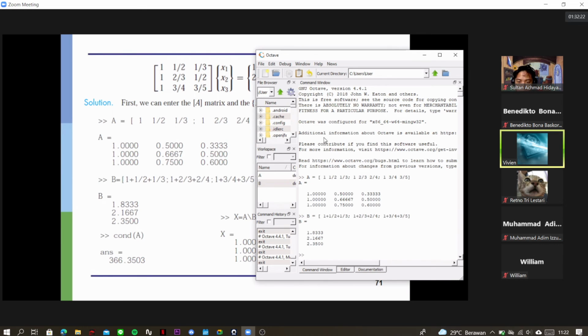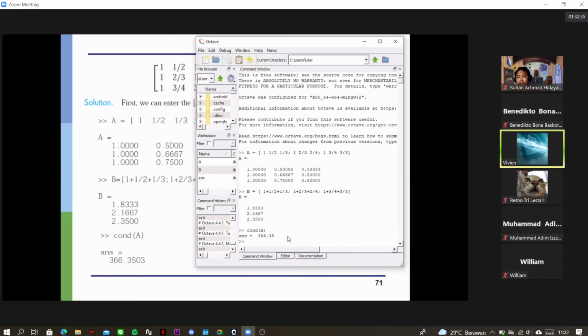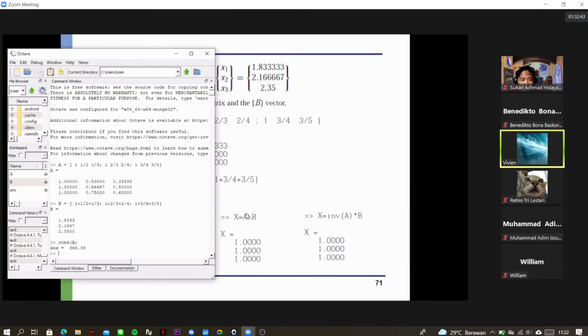So then we can find values. For example, for matrix analysis, we want to find the condition number of A. So that will be 366.35. This is quite high. It means that it is a little bit ill-conditioned. And then we can also find the result of the unknown, which is X. The vector X here.